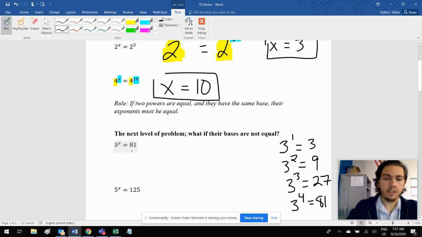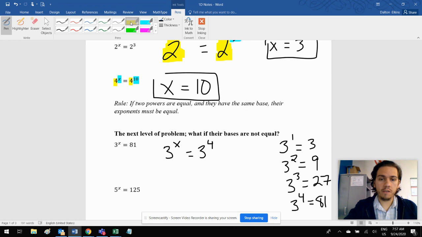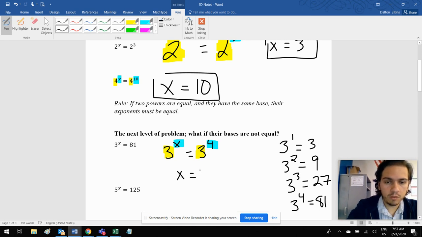So instead of writing it like this, I'm going to write it as 3 to the power x is equal to 3 to the power 4. Now I can just use that rule that we just had. If two powers are equal, and they have the same base of 3, then I could just write their exponents equal to one another. So 3 to the power x equals 3 to the power 4. So then I know x must be equal to 4.